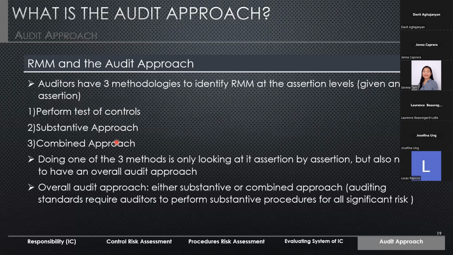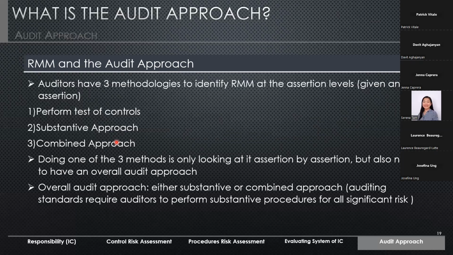So now I'll tell you the real answer is that when you're doing the overall audit approach, you can only do substantive or combined approach. You got it. But the reason why you can't just perform test of control is because the CAS standards don't allow you. They want you to do substantive as well. It's as straightforward as that.